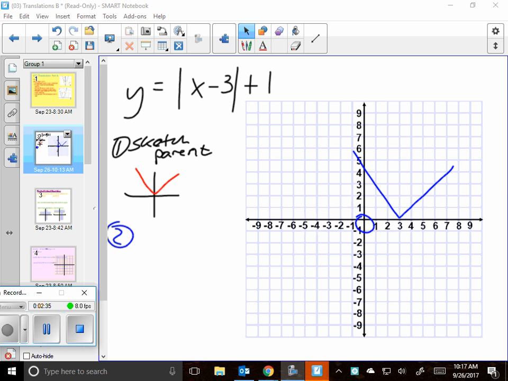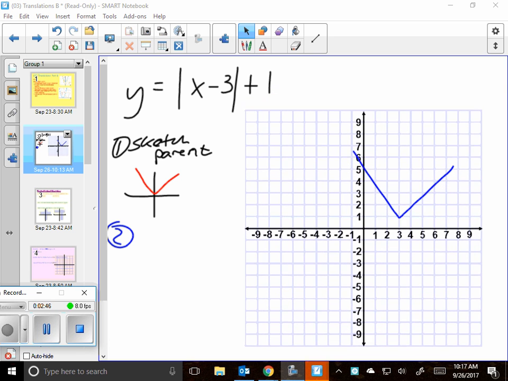All right. Next, how about that plus 1? That feels like up 1. And do I trust it or not? Yes, you can trust the stuff on the outside. So then it goes up 1. Oops, sorry. There. Now the V shape has moved over to the right 3 and up 1.